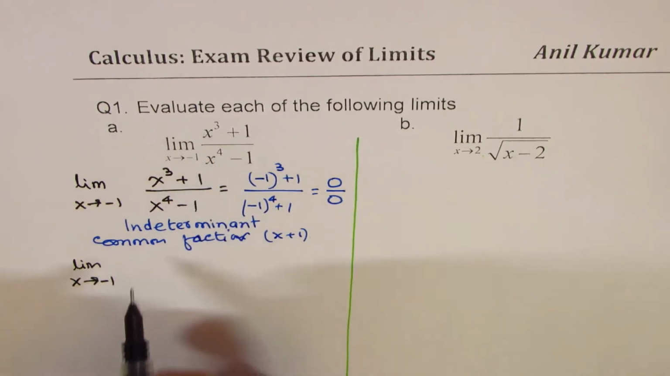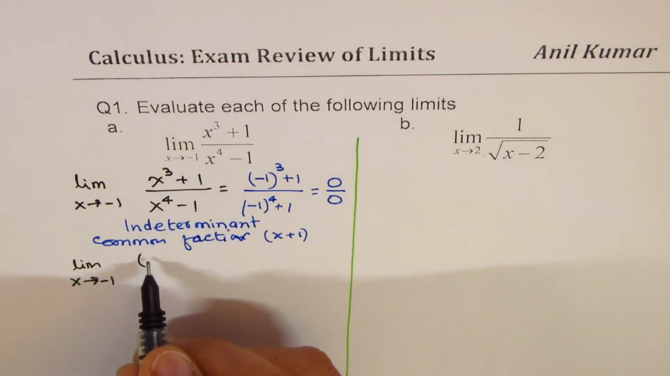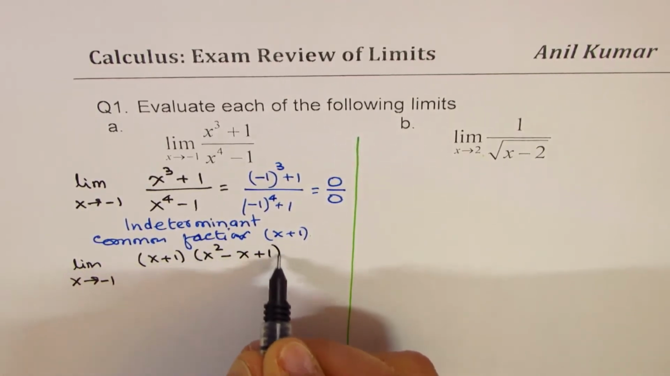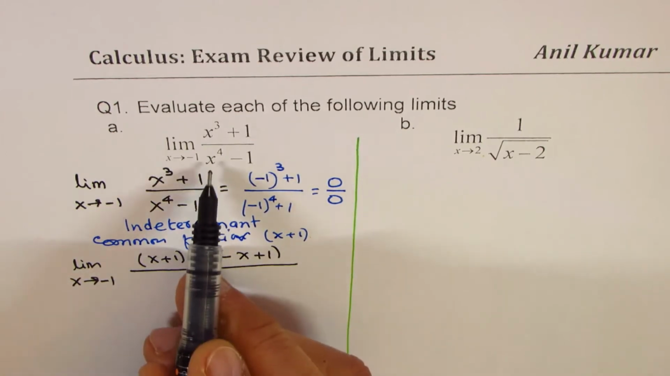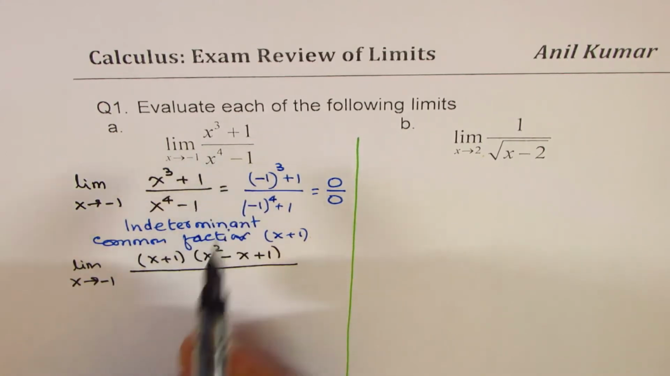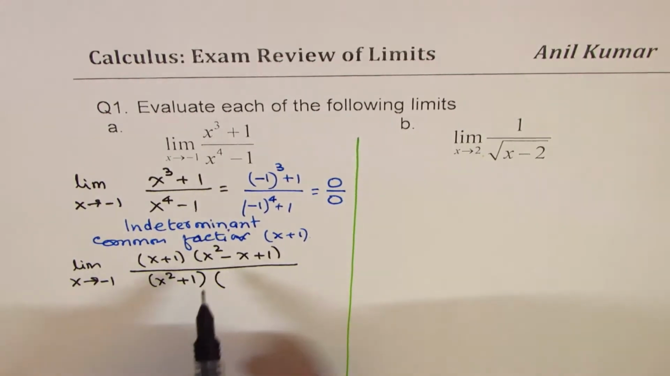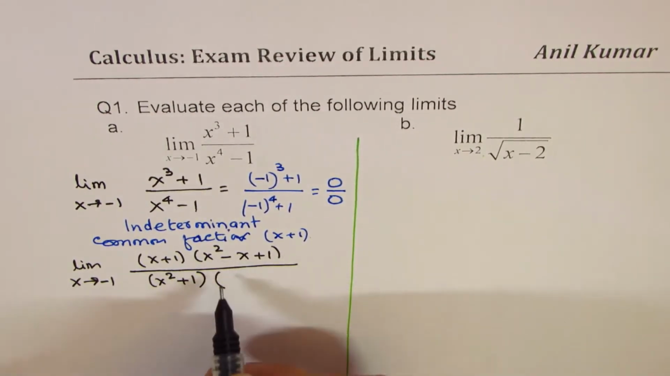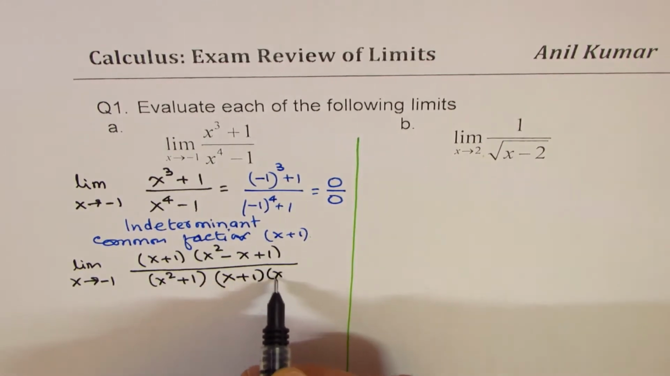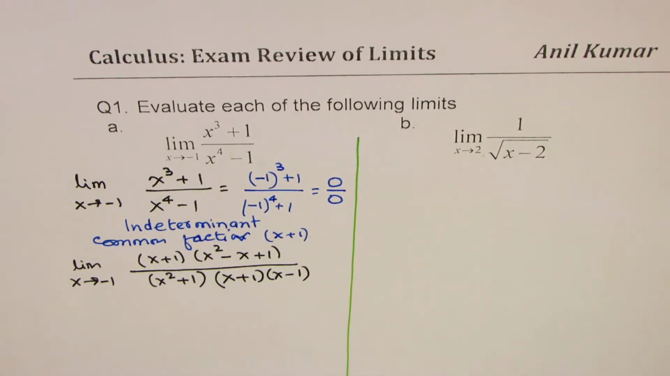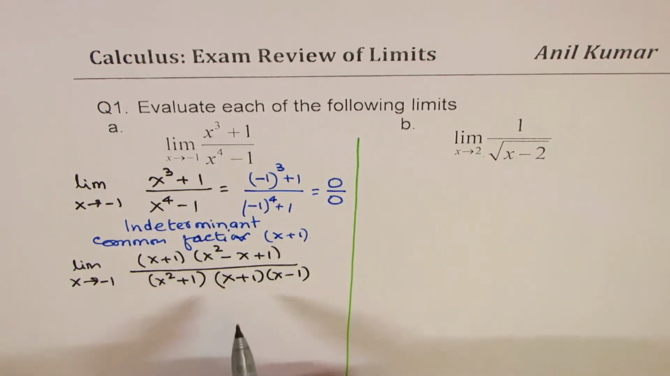If you factor the numerator, it is a cubed plus b cubed. We get x plus 1 times x squared minus x plus 1. Is it okay? Divided by x to the power of 4 minus 1, which could be written as x squared plus 1 times x squared minus 1, right? Which I could write as x plus 1 times x minus 1. I'm skipping a step here, but I hope it is absolutely clear since you are ready for your final exam. So this is actually x squared minus 1, which I factored.